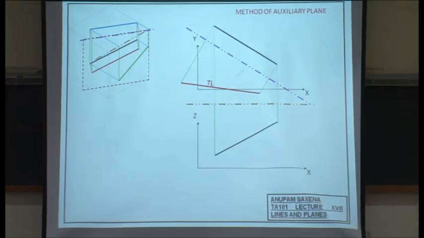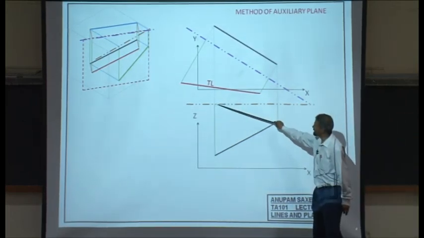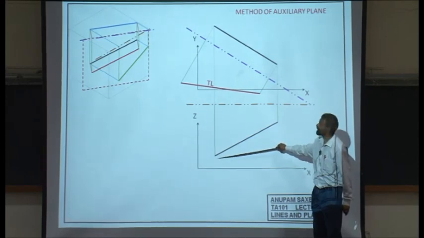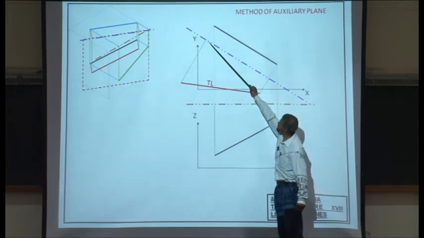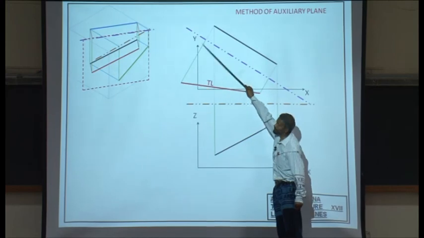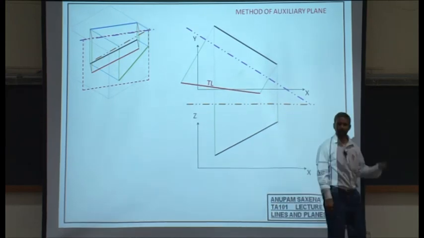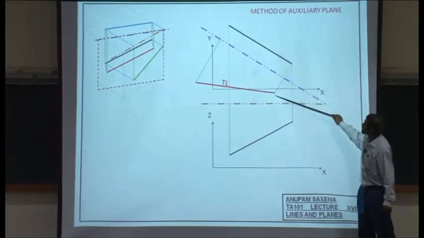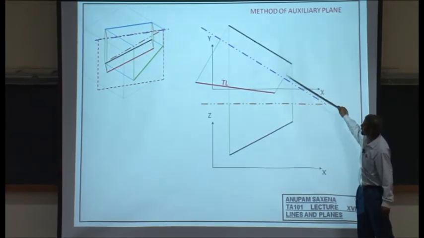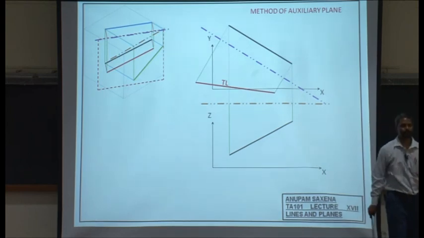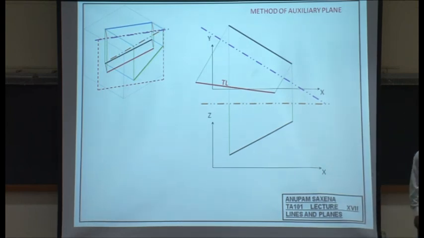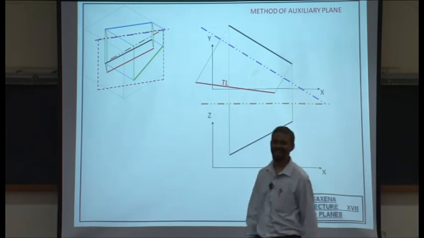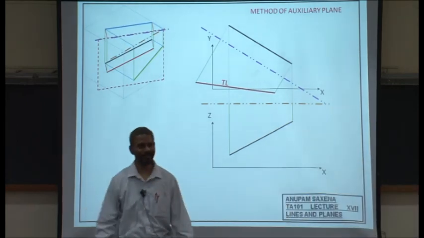Step number three: measure this distance and mark a point on this projection with the same distance as this. Number four: measure this distance, and mark this point over here on this projection line with the same distance. Step number five.